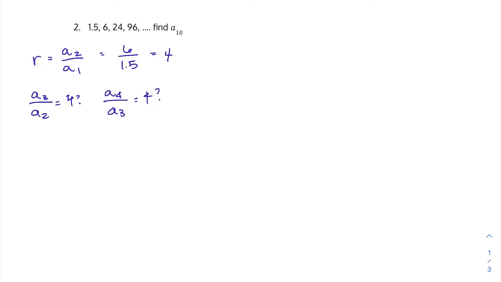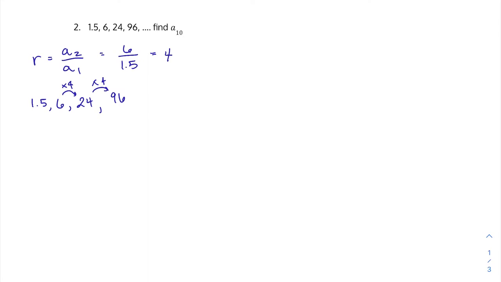Or you can, again, like we did in the last one, just multiply by 4 and see if you get the sequence. So we know 1.5. We know 1.5 times 4 is 6. 6 times 4 is 24. 24 times 4 is 96. So we can see that that matches, and this is indeed a geometric sequence.